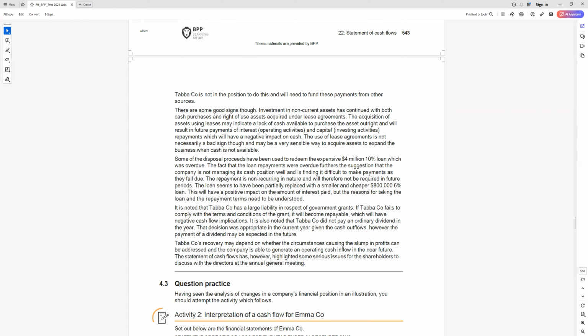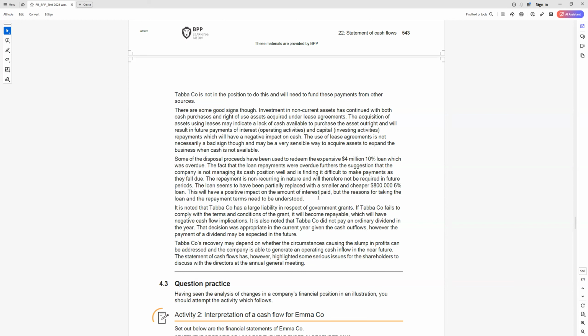The repayment is non-recurring in nature and will therefore not be required in future periods. So if the full 10% loan is paid, they don't have to pay any more in future. Of course, the amount they paid this year is 4 million. Next year, they don't need this 4 million at all. The loan seems to have been partially replaced with a smaller and cheaper loan of 800,000 at 6%. This will have a positive impact on the amount of interest paid, and the reason for taking the loan and the repayment terms need to be understood.